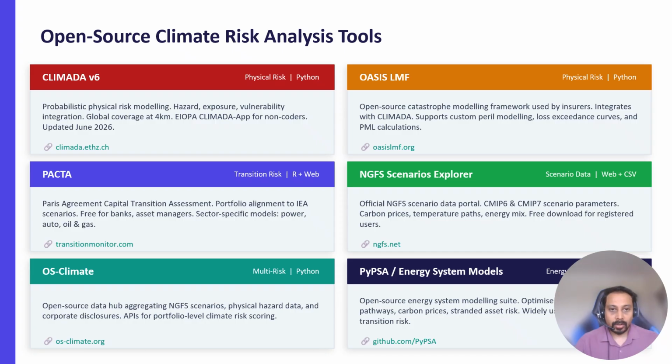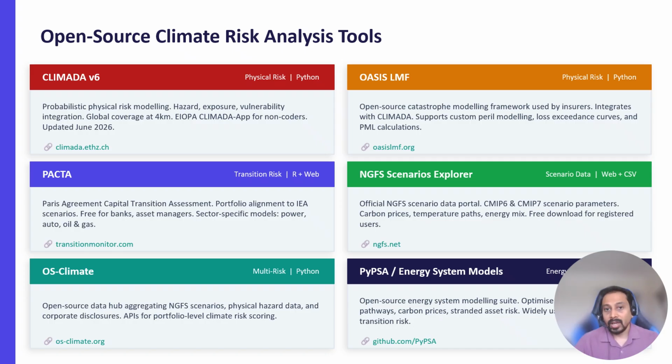Let me highlight the most important open source tools grouped by use case. For physical risk, I already mentioned during our explanations that CLIMADA from ETH Zurich is the gold standard open source physical risk modeling framework. It's Python based, which is heavy to understand if you don't have the background, and has global coverage at 4 kilometer resolution and covers tropical cyclones, river floods, drought, and wildfire. Also, EOPA has released a new version of the Climate app in June 2026. That's a user interface for people who don't code, so you don't need to write Python to run basic assessments. This is what I would recommend as your starting point for physical risk.